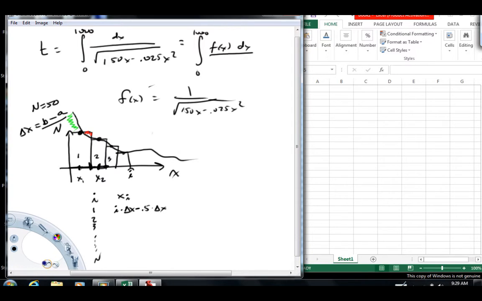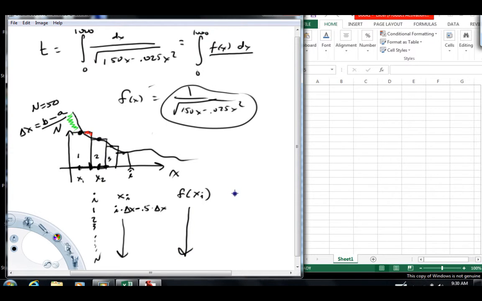So what I'm going to do over on the right is make myself a little column and have Excel calculate all these values for me. I'm going to do that in a moment. Next, I'm going to have it calculate function values for the x sub i's, using this for my function, and I'm going to have Excel calculate all of those.